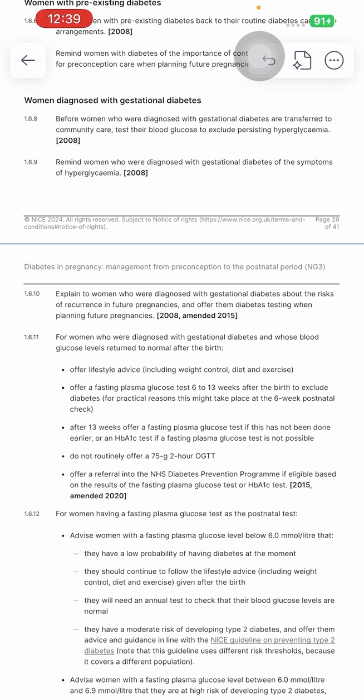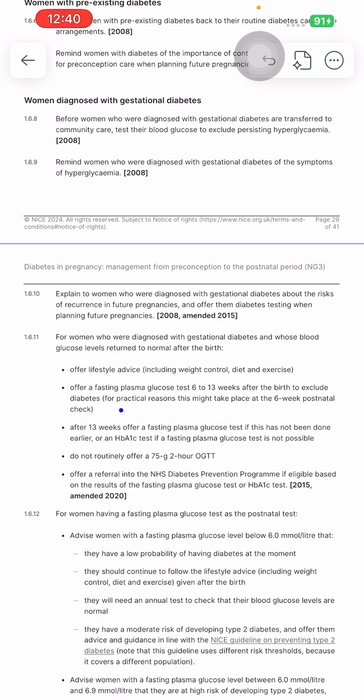For women who are diagnosed with gestational diabetes and whose blood glucose levels return to normal after birth, offer lifestyle advice including weight control, diet and exercise. Offer a fasting blood glucose at 6 to 13 weeks after birth to exclude diabetes. For practical reasons, this might take place at 6 weeks postnatal.